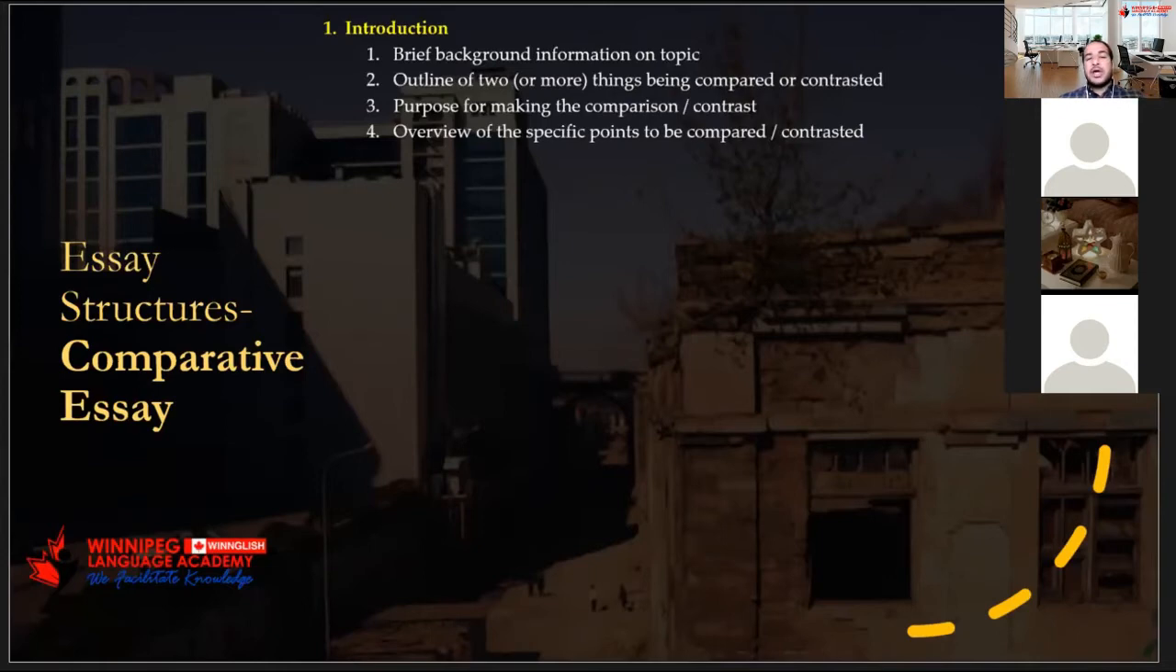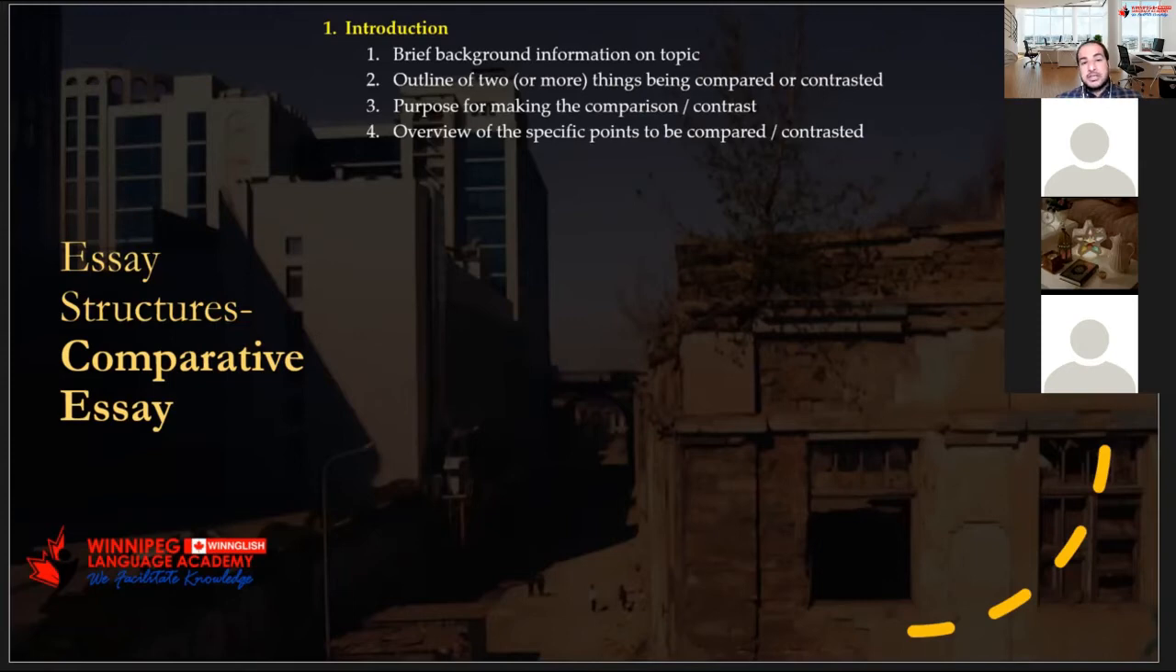Then you have an outline of 2 or more things being compared or contrasted. Generally we have 2 things or 2 people or 2 places to compare. يعني يقول مثلا compare between life in the city and life in the village. Or compare between Canada and the United States. يعني بنتكلم عن 2 places, okay? Generally.